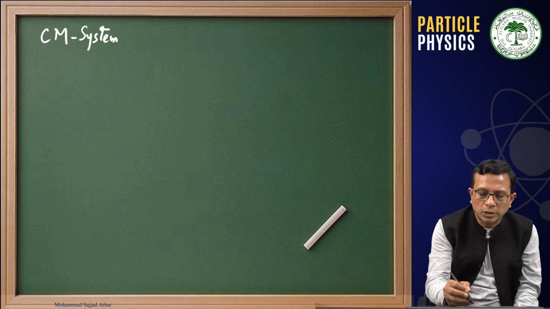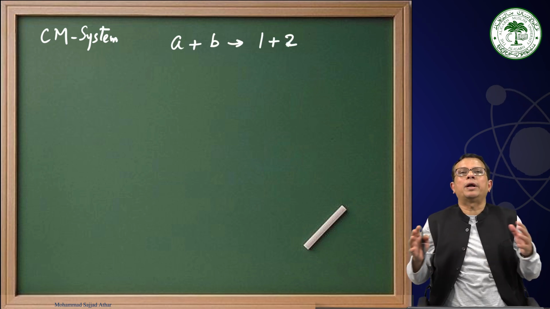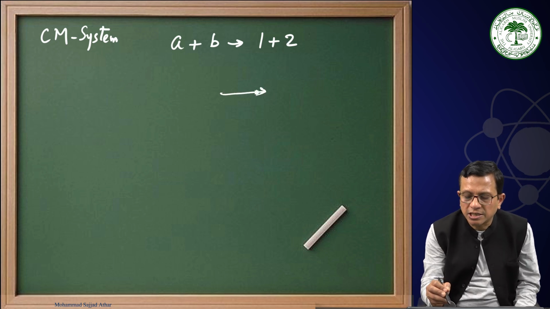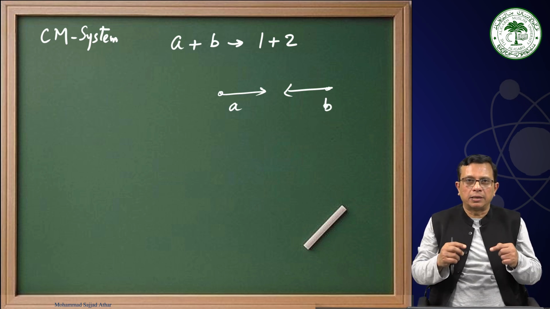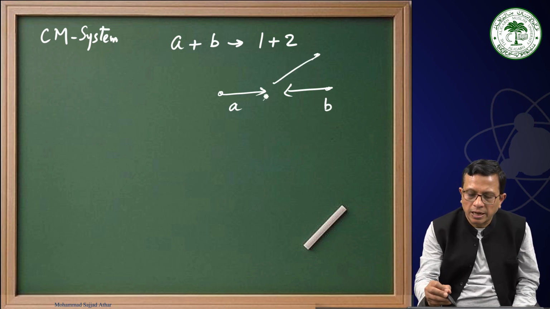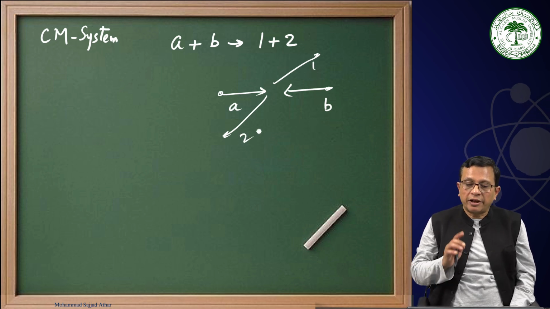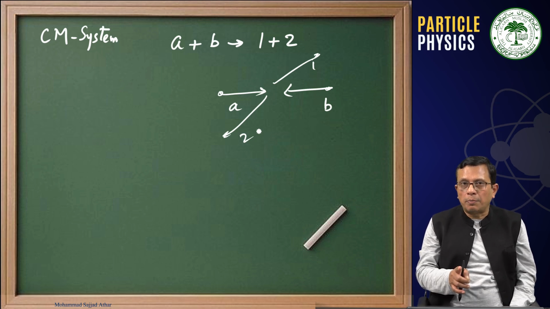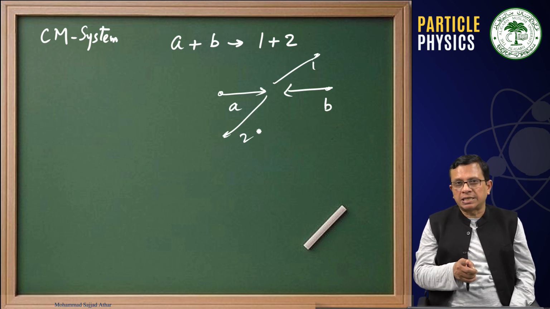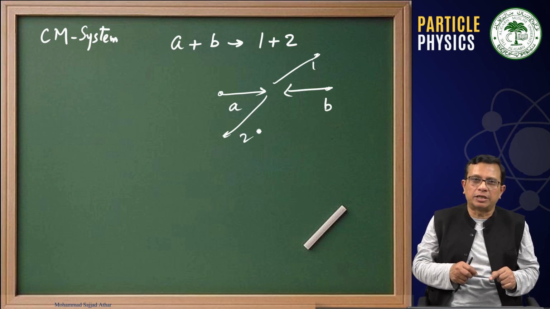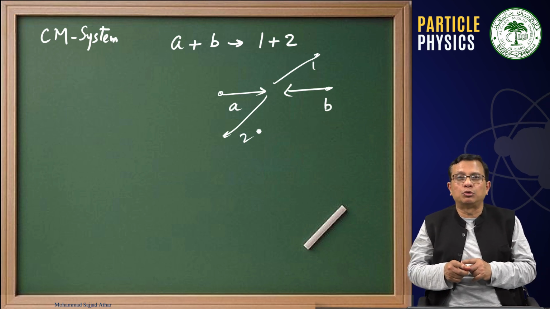In the center of mass system, say A plus B gives rise to 1 plus 2. These two particles, A and B, are coming, a collision takes place, and you have 1 and 2 in the final state. This center of mass frame is different from the laboratory frame. In the laboratory frame, one particle was at rest and the other was coming with certain energy and momentum. Here, both are coming with certain energy and the same magnitude of momentum.